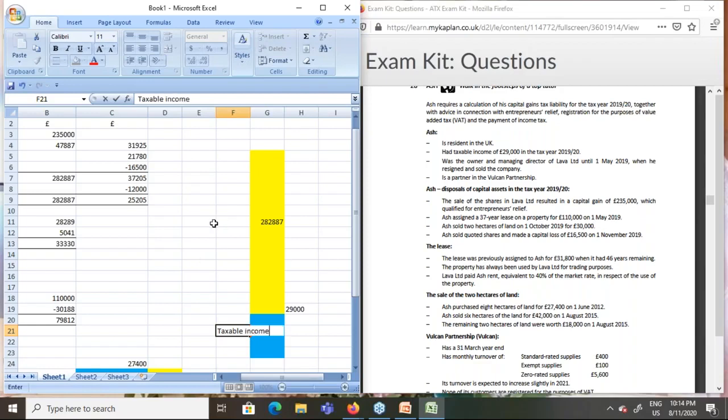On top of that, gains qualifying for ER. You keep that, gains qualifying for ER. And that is subject to CGT at the rate of 10%.